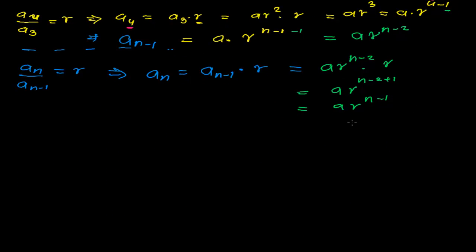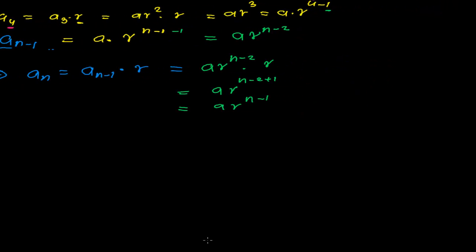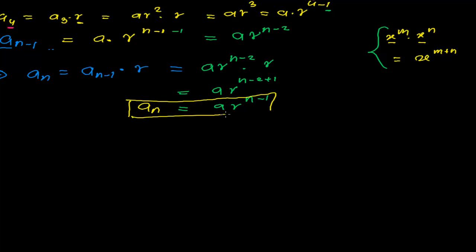I think here you might get confused a little bit, so let me do something. What we had learned in algebra, that if x to the power m is there and x to the power n is there, I mean to say base is same, then we can simply add the powers, m plus n, right? So same thing I have done here. r to the power n minus 2 was here and r to the power 1 is there, so that's why n minus 2 plus 1. So what I get, ar to the power n minus 1, right? So this is my nth term. This is the formula for my nth term.